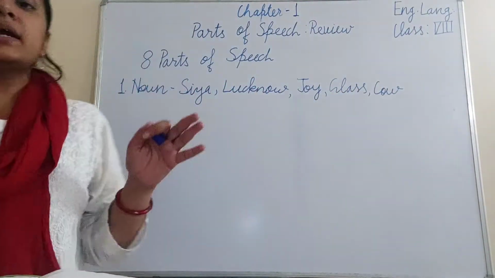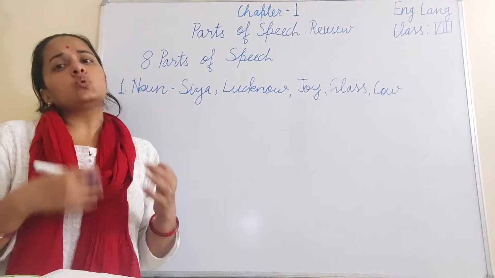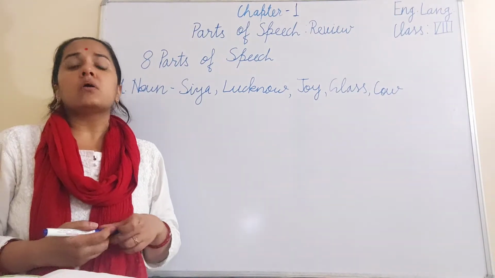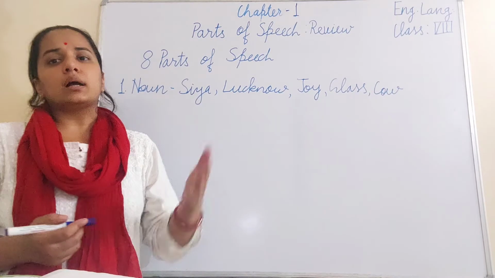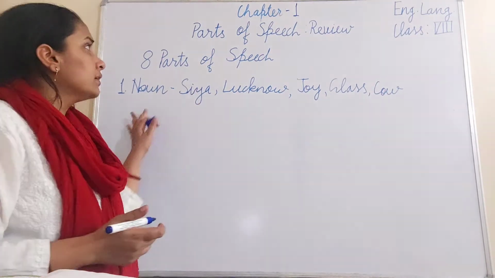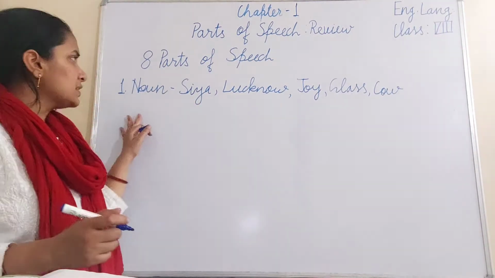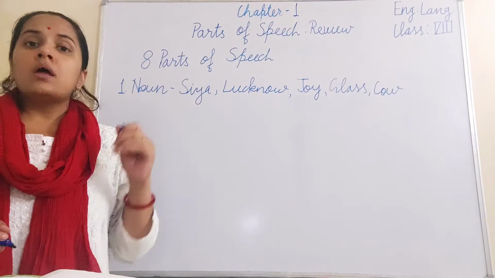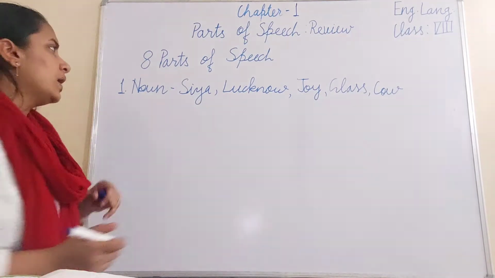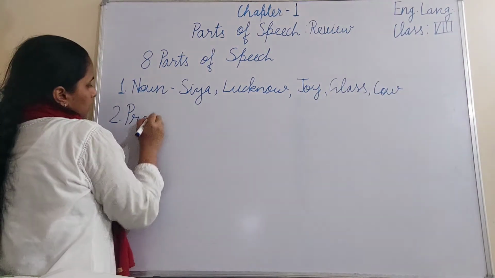These nouns are divided into various other categories like the proper noun, common noun, collective noun, abstract noun, that we will discuss further. Here we just have to review the parts of speech. So the first one is the noun. Now come to the next one. The second part of speech is pronoun.